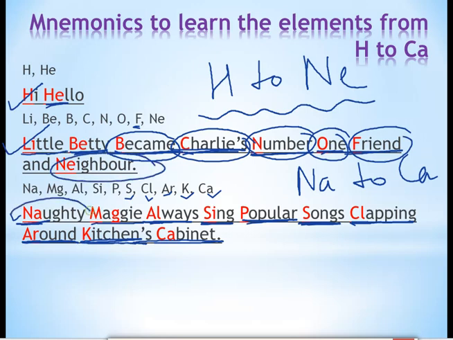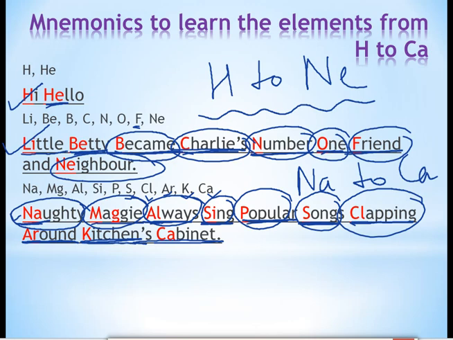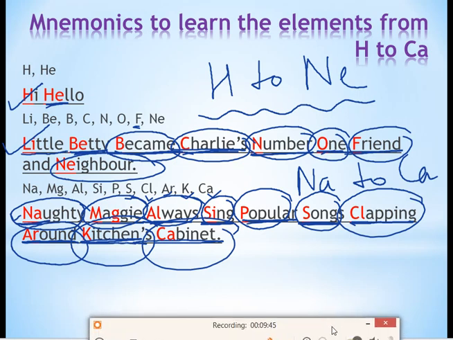Now sodium from naughty, magnesium from Maggie, aluminium from always, silicon from sing, phosphorus from popular, sulfur from song, chlorine from clapping, argon from around, potassium from kitchen, and calcium from cabinet. So this is a very simple way by which you can easily learn the elements from hydrogen to calcium.